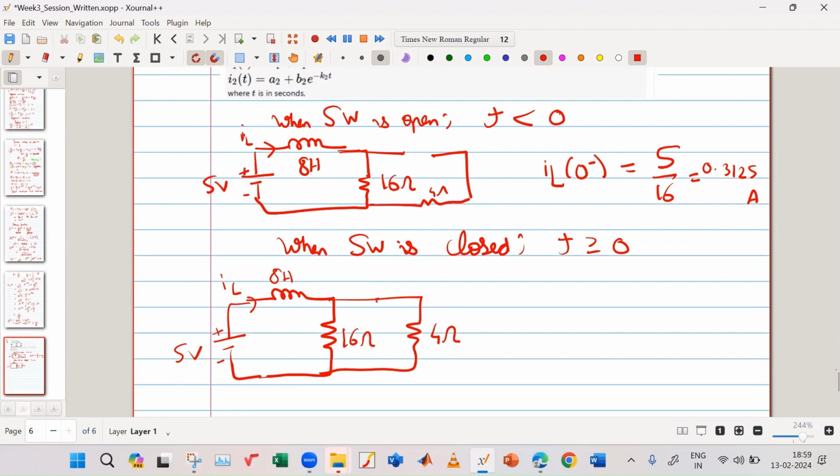Assume this node, this is the same node. I give it some value of voltage Vx. So let us apply KCL over here. We apply KCL at the node. What will we get?